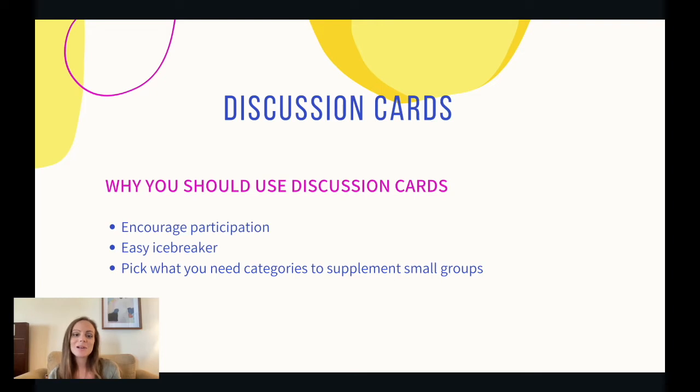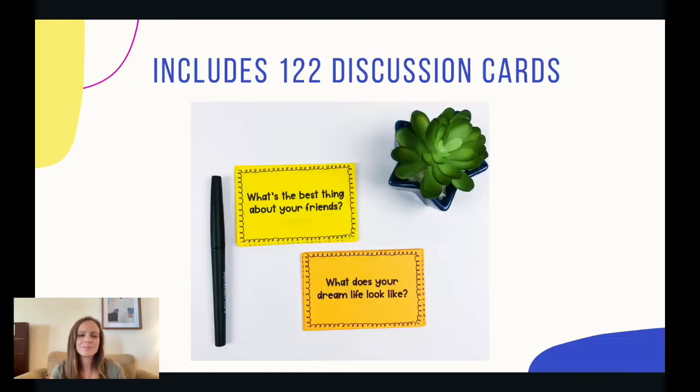It's an easy icebreaker. So if you're looking for easy icebreakers to do with your individuals or in your groups, discussion cards are the way to go. And I include over 100 of them here, in categories, so you can pick what you need to supplement your small groups. If you're doing a small group on social skills, you use the social skills cards. I make it really easy so you can grab exactly what you need. Like I said, it includes 122 discussion cards. Here's an example of a few.